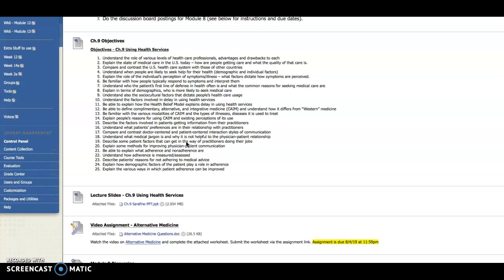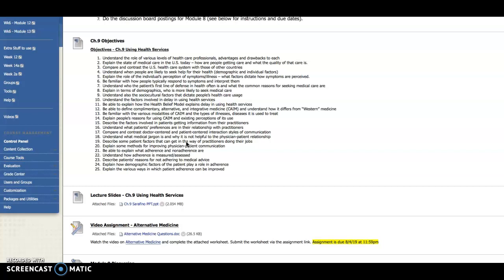And what are people's reasons for using it? Why do people turn to alternative or complementary medicine as opposed to Western medicine? What are some of the existing perceptions people have of its use? Then we'll move into talking a little bit more about the patient-provider relationship. So doctors and patients, understanding what patients' preferences are in their relationships with their practitioners.